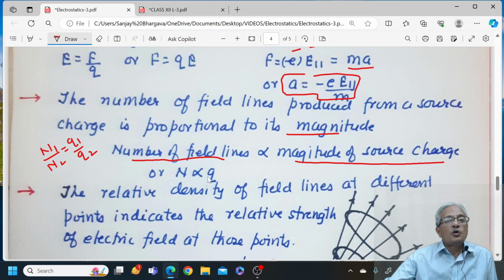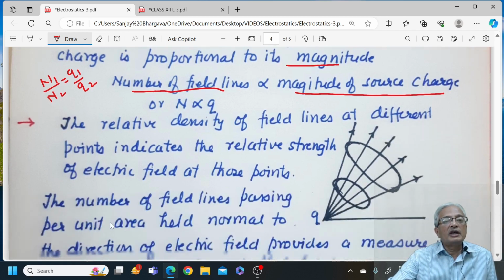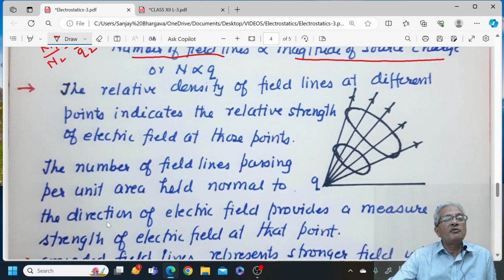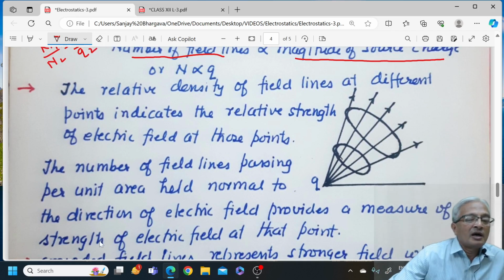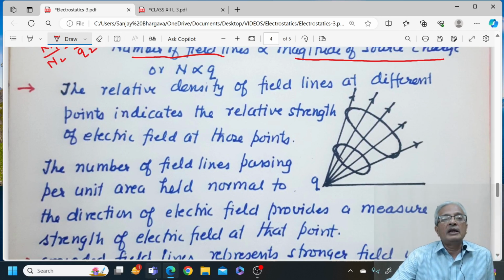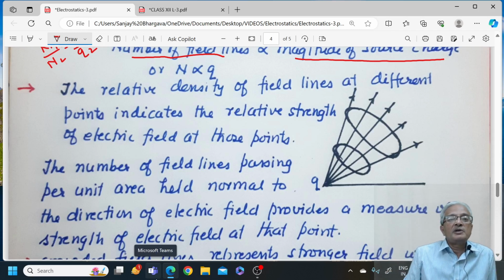Now, how do we come to know about the strength of the electric field? The more the number of field lines passing per unit area, the more the strength of the electric field. So how do we describe this? The relative density of field lines at different points indicates the relative strength of the electric field at those points.